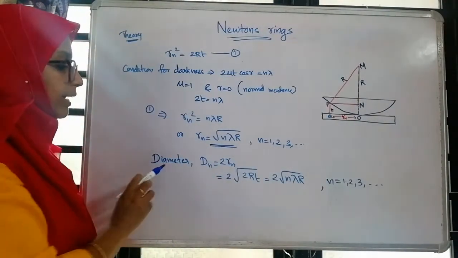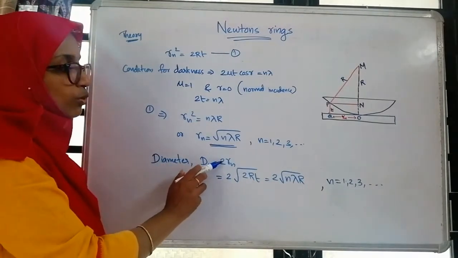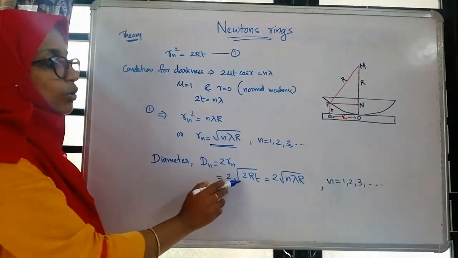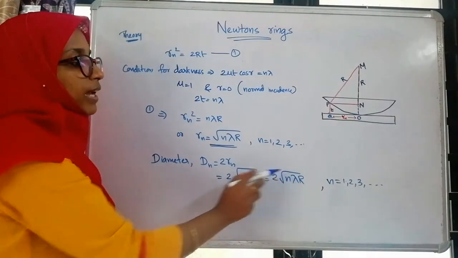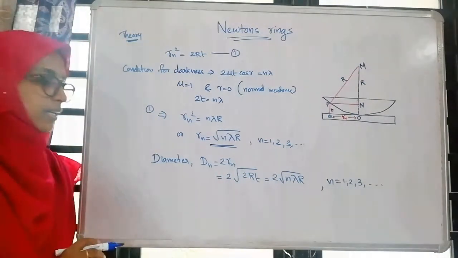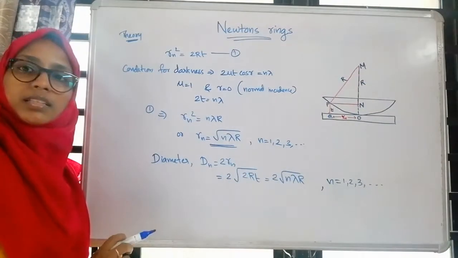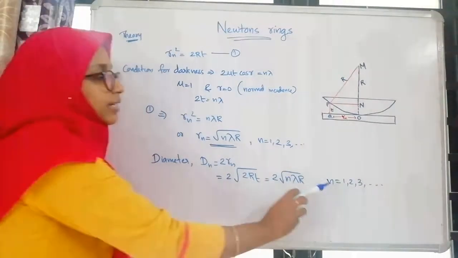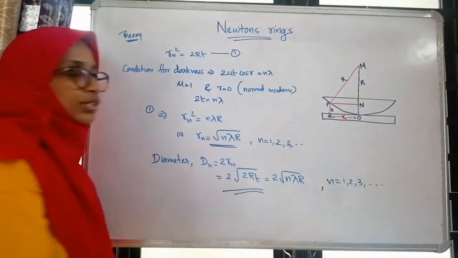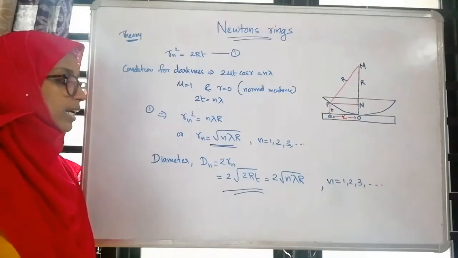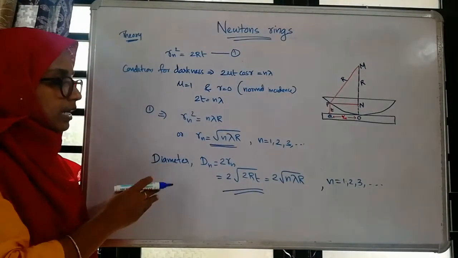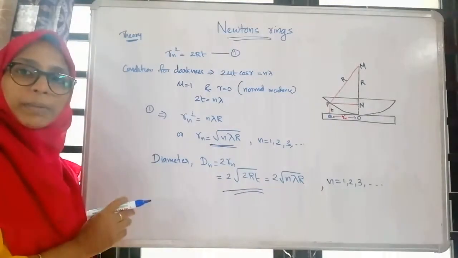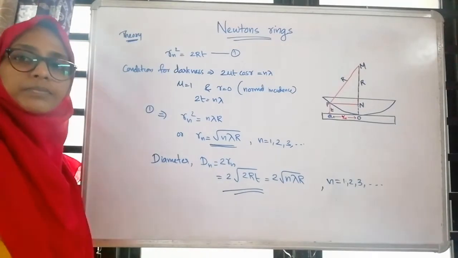Okay, and then the diameter, as we know, is 2 into the radius, that is 2 root of 2RT, or it is 2 root of n lambda R for all the nth dark rings, where n is equal to 1, 2, 3, etc. In a similar way we can discuss the diameter and radius of the bright ring also in this method.